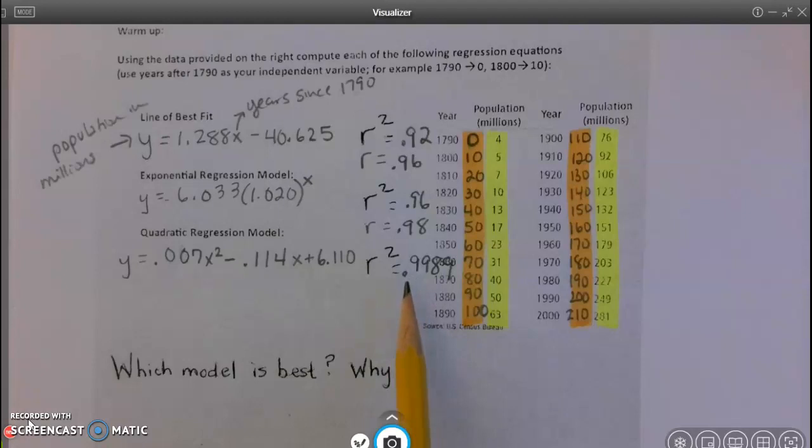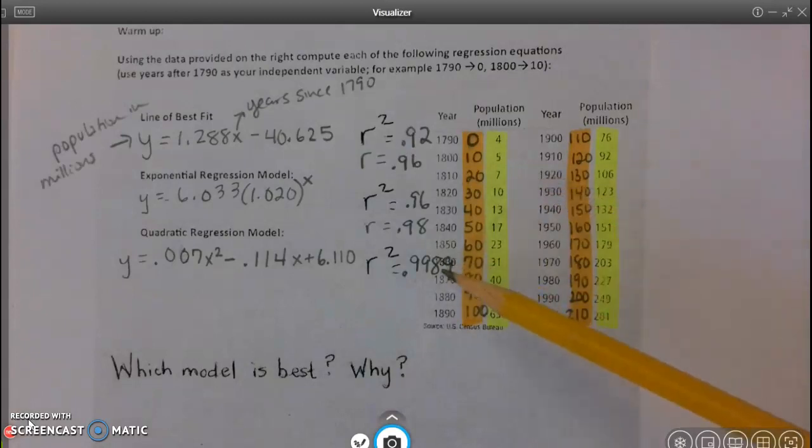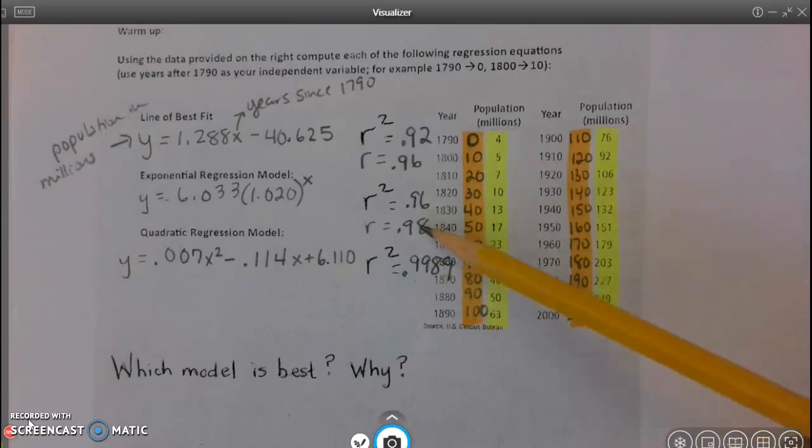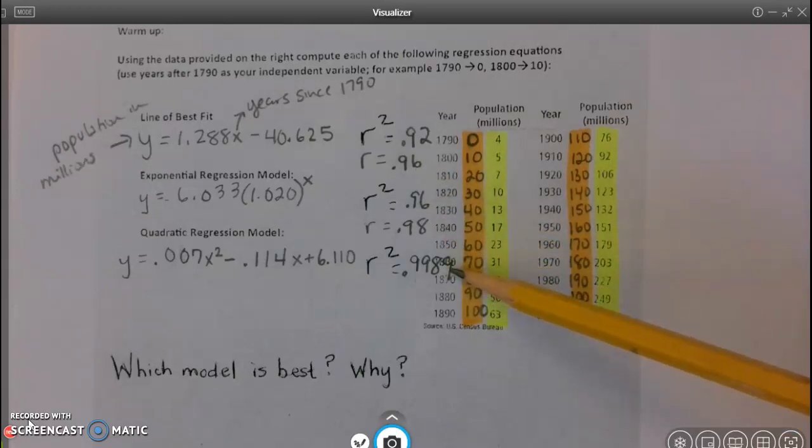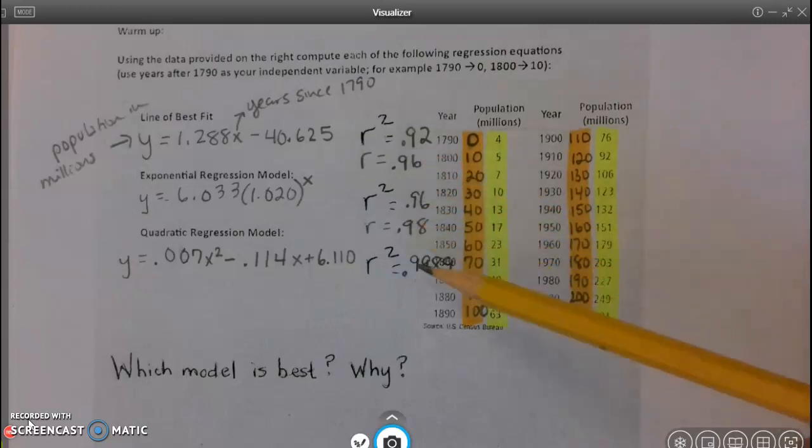Because it wasn't a perfect 1, I'm going to have to take it out several decimal places. Otherwise, I guess I could have written 0.999. The 9 would have bumped the 8, but I felt like this was the best representation. So when I look at this, notice there's no correlation coefficient to compare to the quadratic. That's why we can't simply use correlation coefficients, which are the R values. We have to use R squared, because the only way to compare all 3 is to compare their R squared values. And when I look at that, the one with the highest R squared value is the quadratic model.